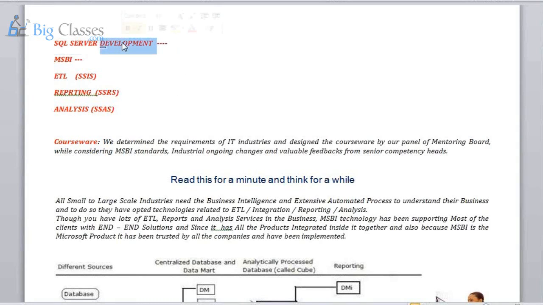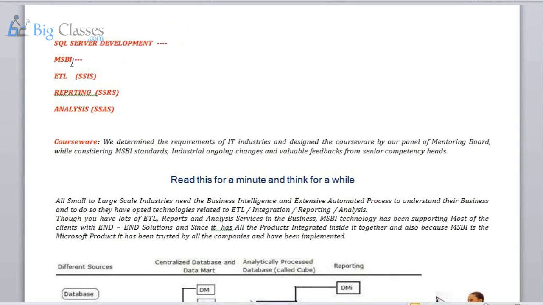You have to have SQL Server Development with you. If you do not know what SQL Server is, or you do not show SQL Server experience, I don't think they are going to consider any resume without SQL Server Development, because SQL Server Development is a back-end process for MSBI. With that said, most of the companies who use MSBI have their data warehouse developed on SQL Server, and there is a strong reason behind it.